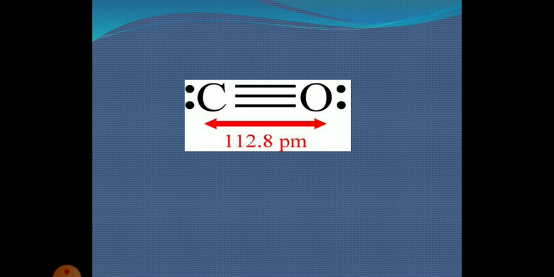If we consider carbon, its 3 electrons are already engaged in making a bond with oxygen, and at the same time oxygen also contributes the same number of electrons so as to make the triple bond between them. And if you look at the bond length between carbon and oxygen in carbon monoxide, you will get it as 112.8 picometer.